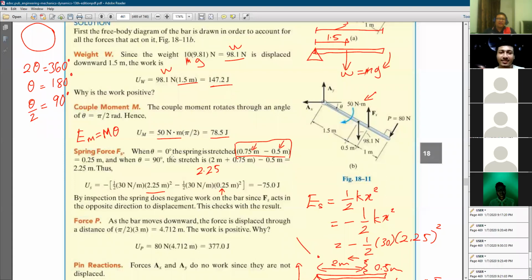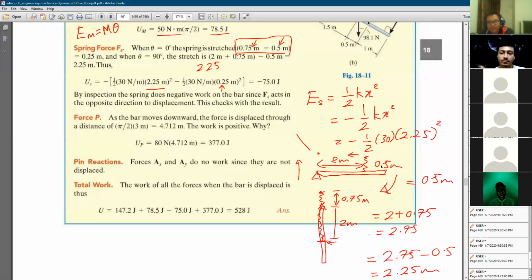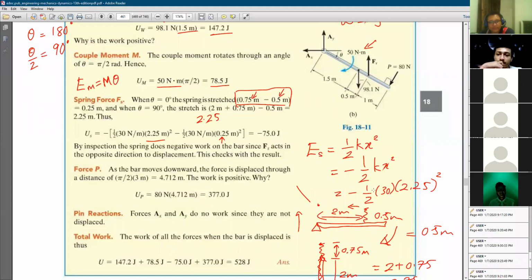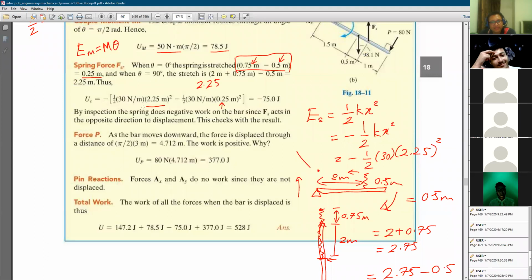Okay, now we get it. When the spring initially, when theta equals 0 degree, here it should be 0.75. Okay, here should be 0.75. And if you want to take the differences, then you minus the unstretched length, which is 0.5. Then you will get this value. Okay, I missed that one. Okay, clear? So that's why you have this part and this part.